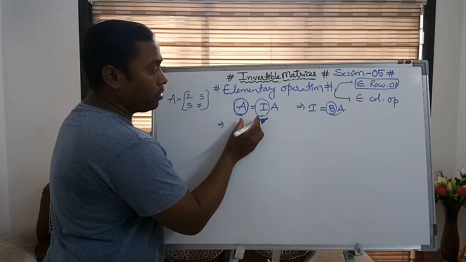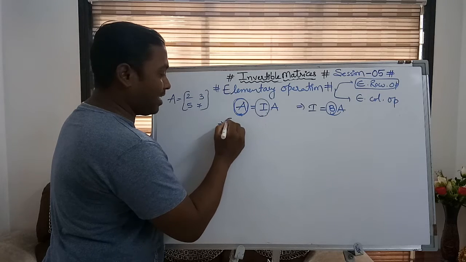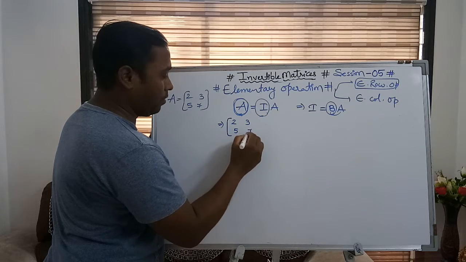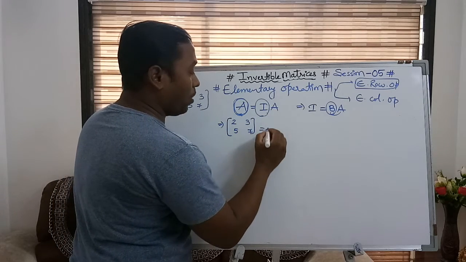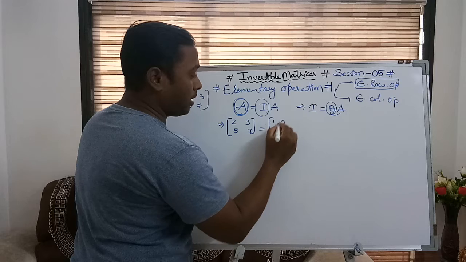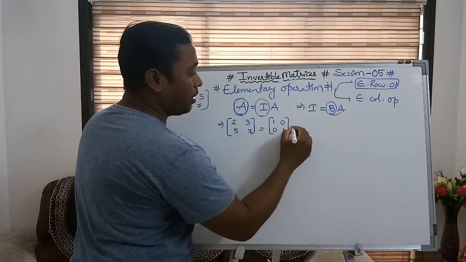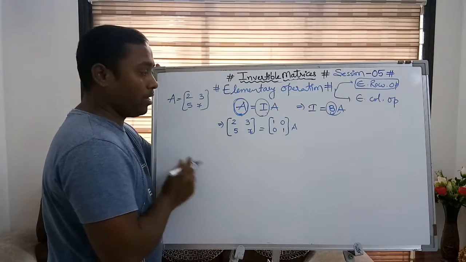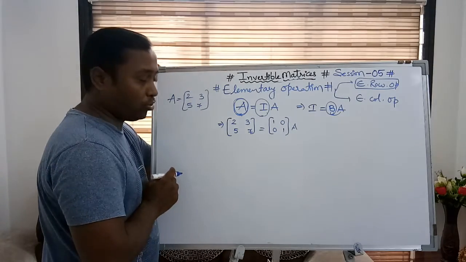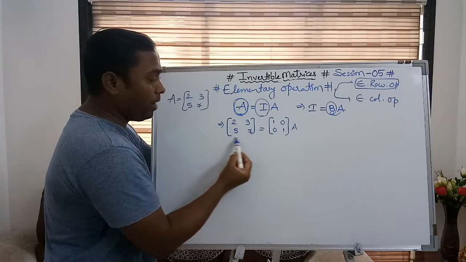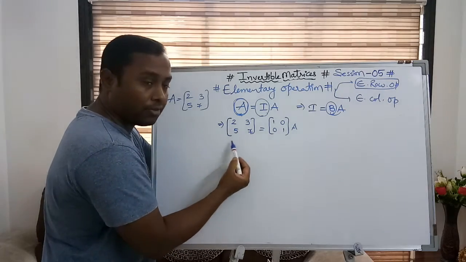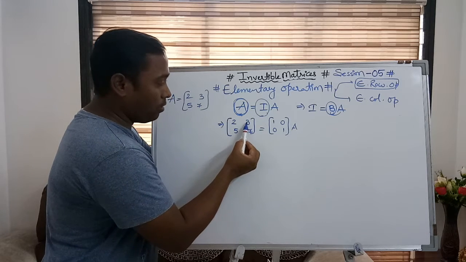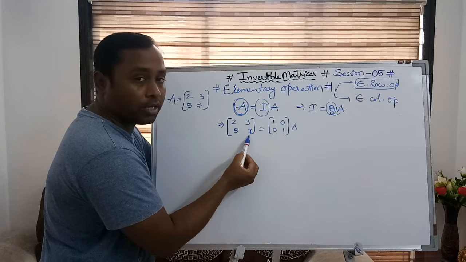Step 2, we'll put the matrix entries here. What is the A matrix given as? 2, 3, 5, 7 is equal to, what is I? The identity matrix, simply 1, 0, 0, 1, into A. Thereafter, what is our agenda? What is our plan, our methodology here? We want to make it an identity matrix. So how can we make it? We require 1 here, 0 here, 0 here and 1 here.